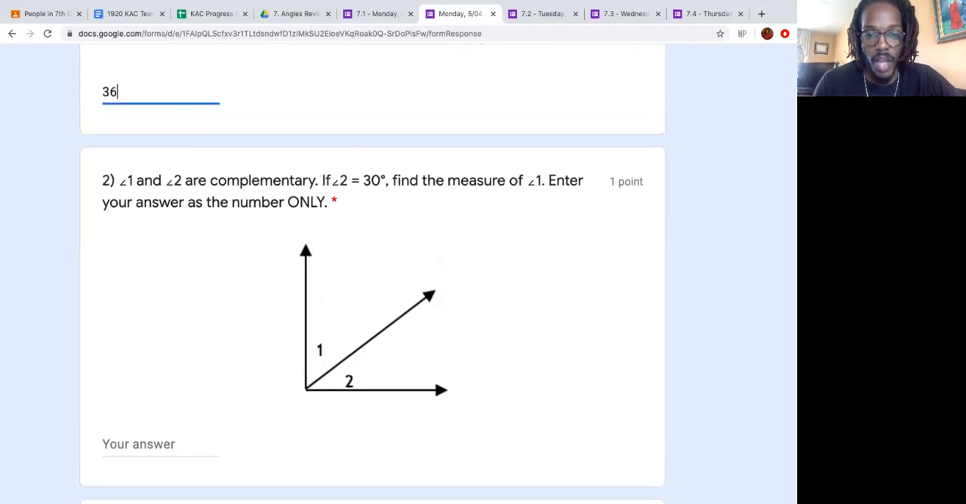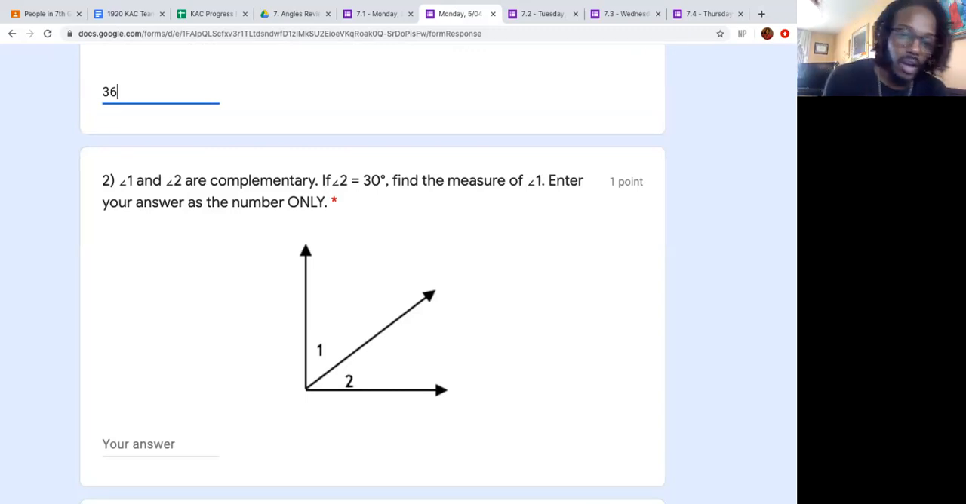Angle 1 and 2 are complementary. If angle 2 is 30 degrees, what is the measure of angle 1? Again, we know that 30 plus a number equals 90. So we could take 90 and subtract 30. 90 minus 30, we know that it's going to be 60. So we know that if angle 2 is 30 degrees, angle 1 has to be 60 degrees because when you add them together, they're complementary. They total 90 degrees.